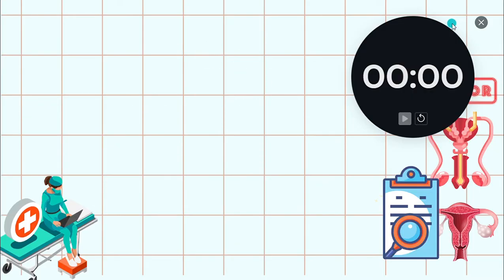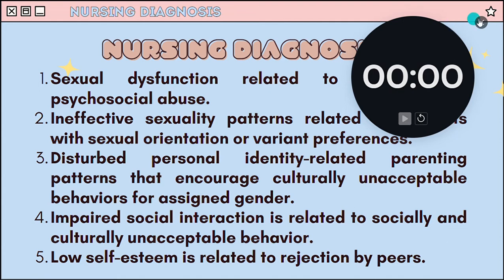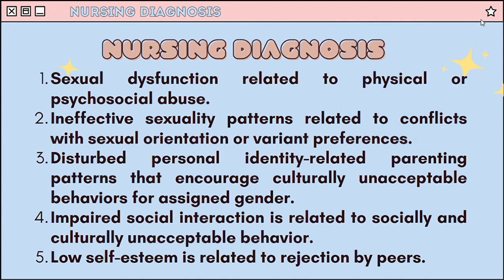Next, we have nursing diagnosis. For nursing diagnosis, we have 5. So first, sexual dysfunction related to physical or psychosocial abuse. Second, ineffective sexuality patterns related to conflicts with sexual orientation or variant preferences. Third, disturbed personal identity related to parenting patterns that encourage culturally unacceptable behaviors for assigned gender. Fourth, impaired social interaction related to socially and culturally unacceptable behavior. And lastly, low self-esteem related to rejection by peers.